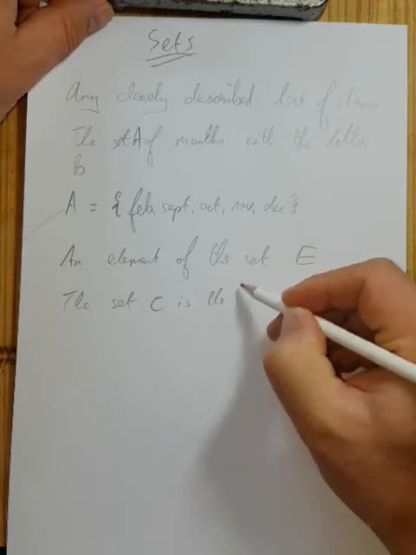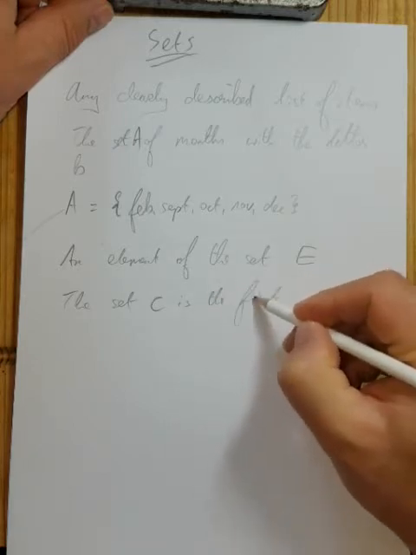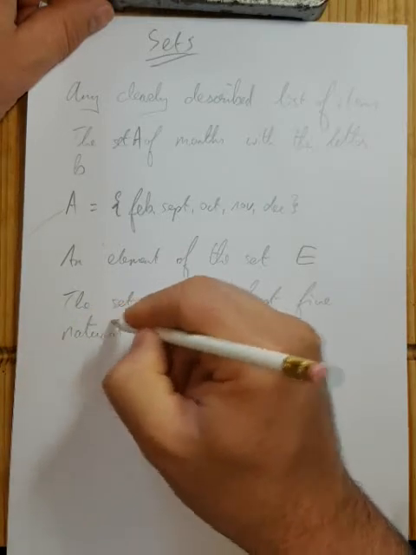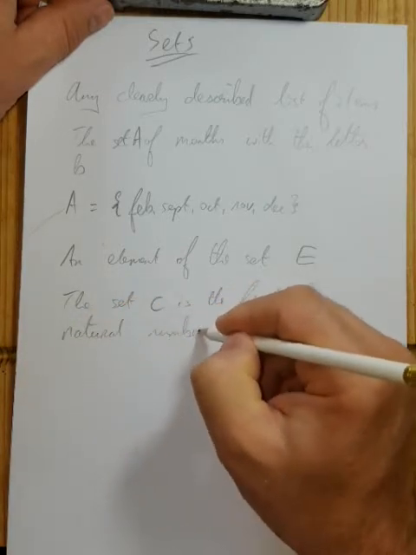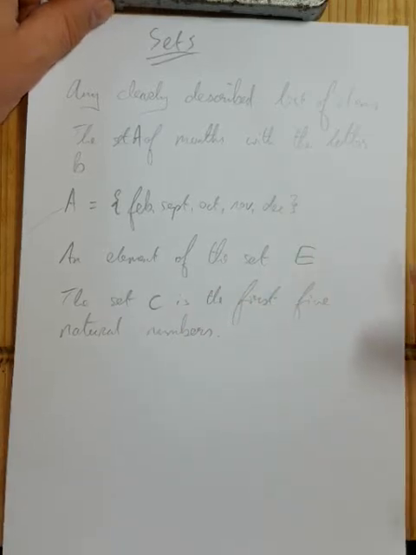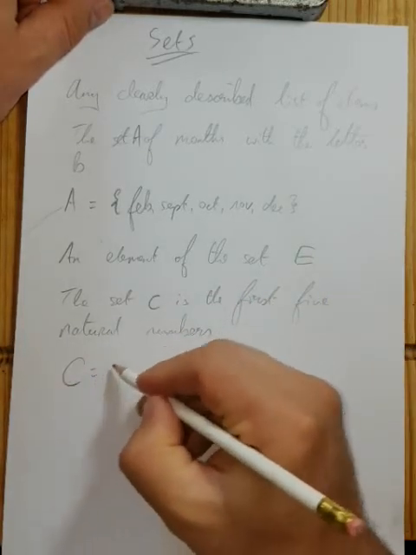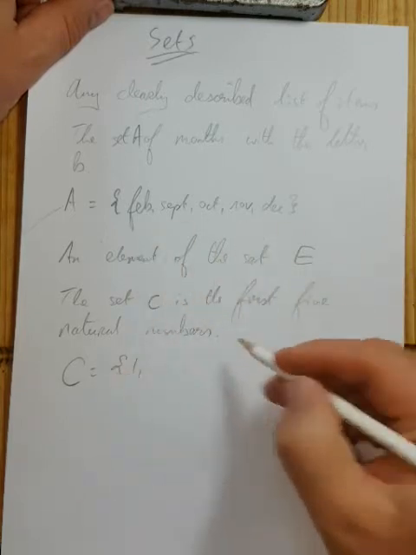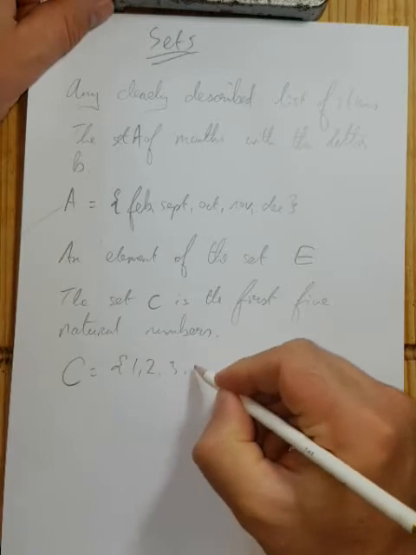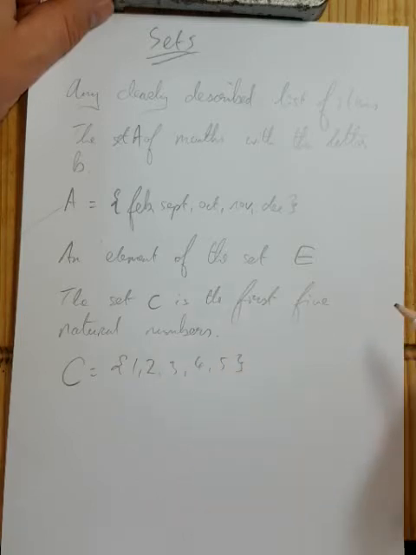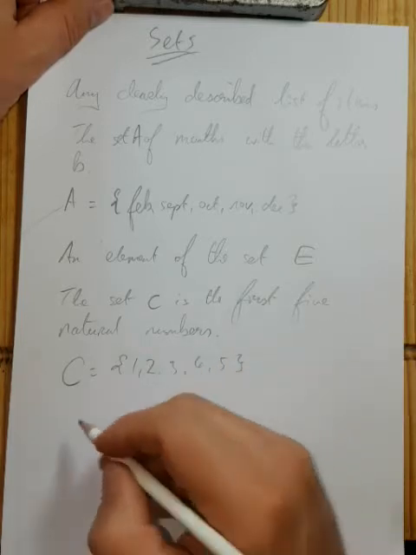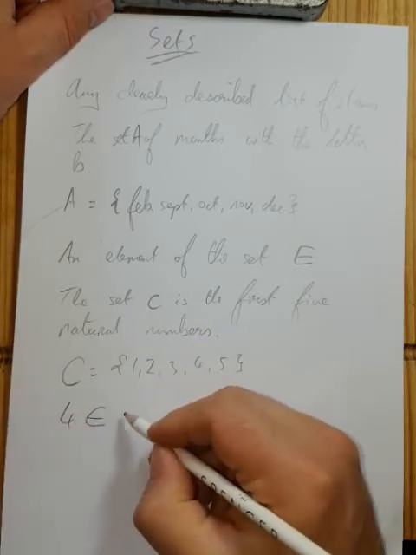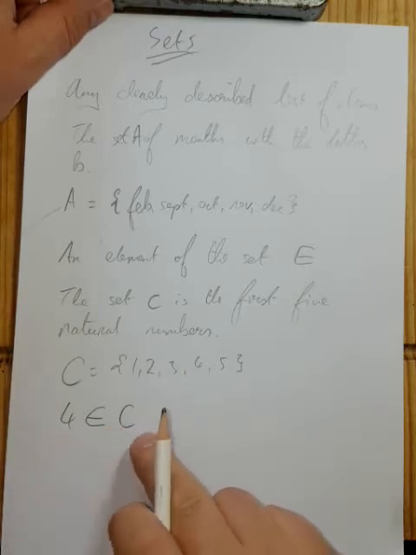So if I have the set C is the first 5 natural numbers, and we all remember natural numbers, they're the whole positive numbers. That would be C is equal to, curly brackets, 1. And also, I forgot to include, you include a comma between each element. 2, 3, 4, 5. So we could now say 4 is an element of C. So how we say it is 4, elongated capital E, C. And there we're saying 4 is an element of C.